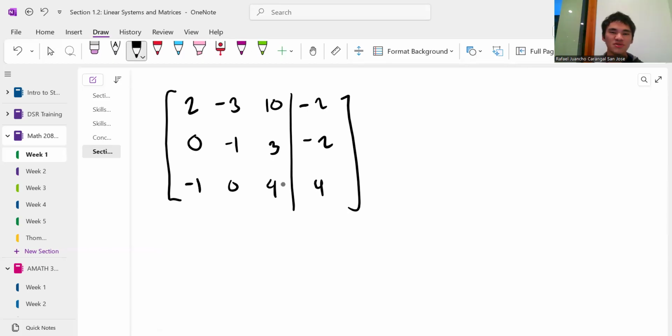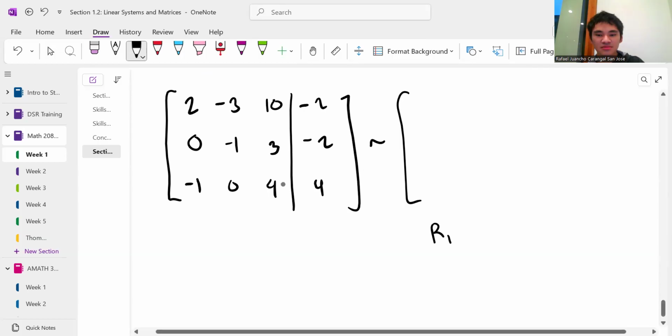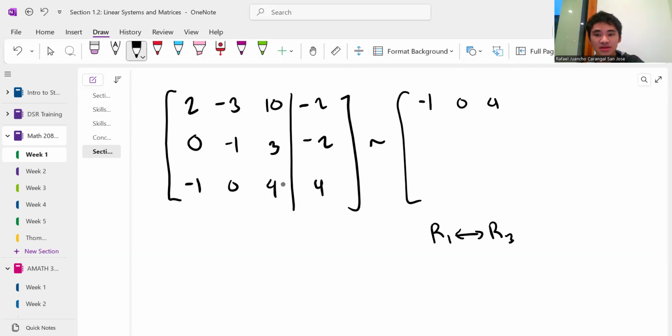Now, personally, how I would switch this up, I would switch... Let me think. Yeah, I would do row. So there are a couple of ways you can do this. I'm just going to do it how I think is convenient for me. I'm going to switch row 1 with row 3. So that's the notation for that. It becomes like this.